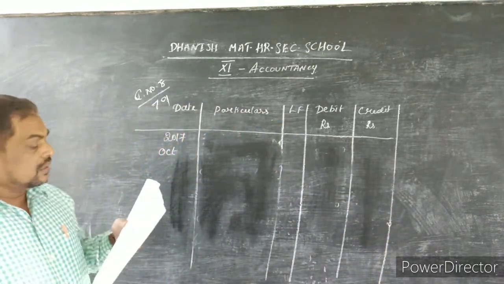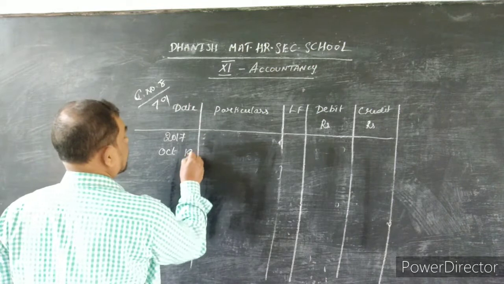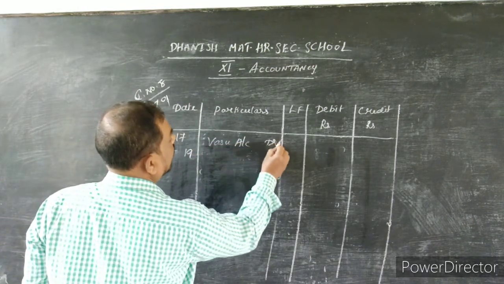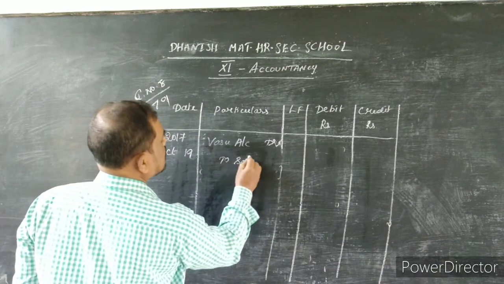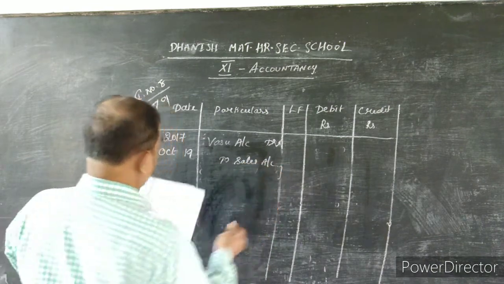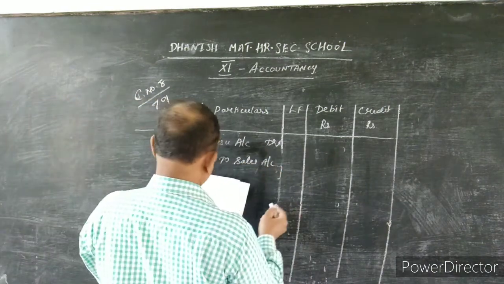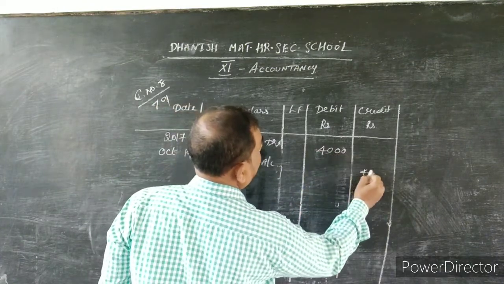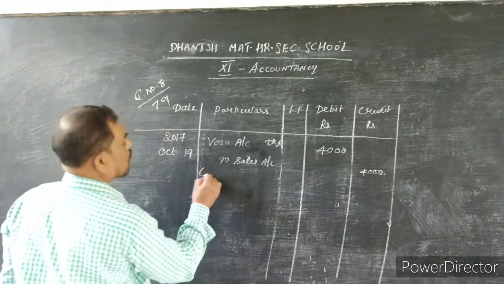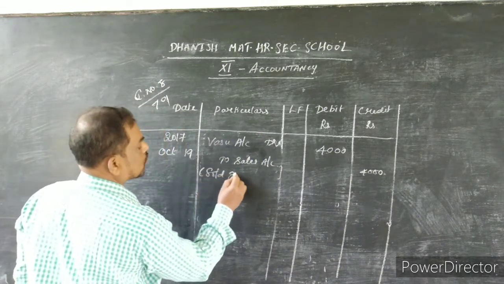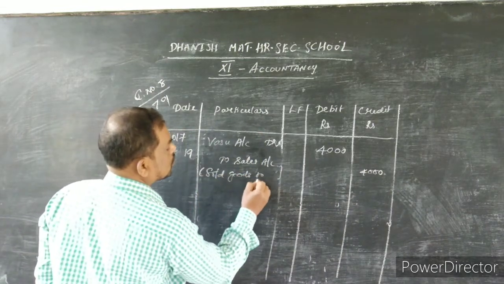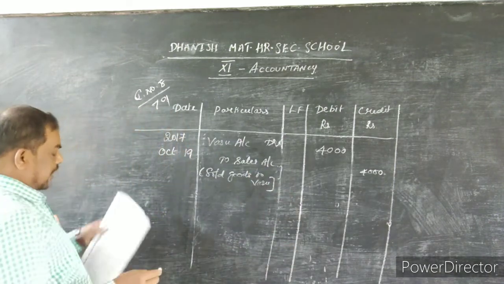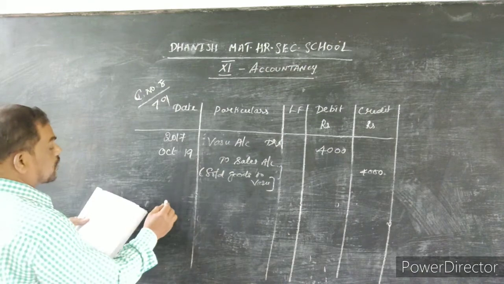Date is 19. Vasu account debit to sales account. Amount is 5,000. Sorry, 4,000. Sold goods to Vasu. Next date is 22.